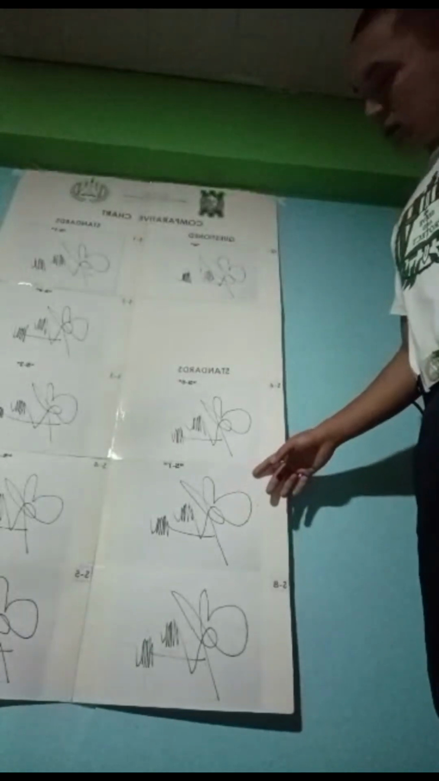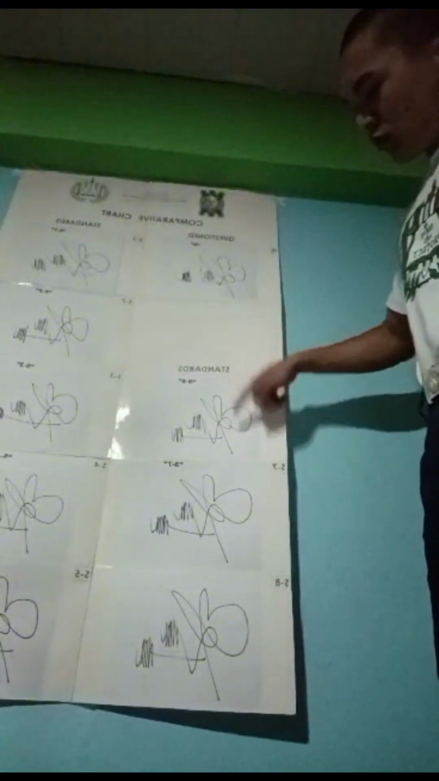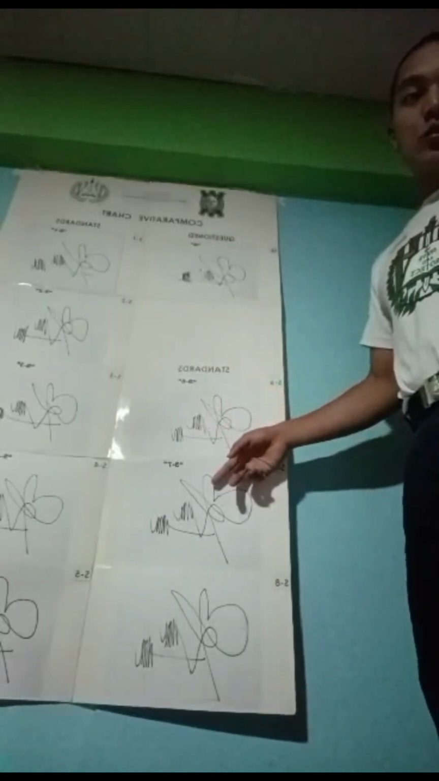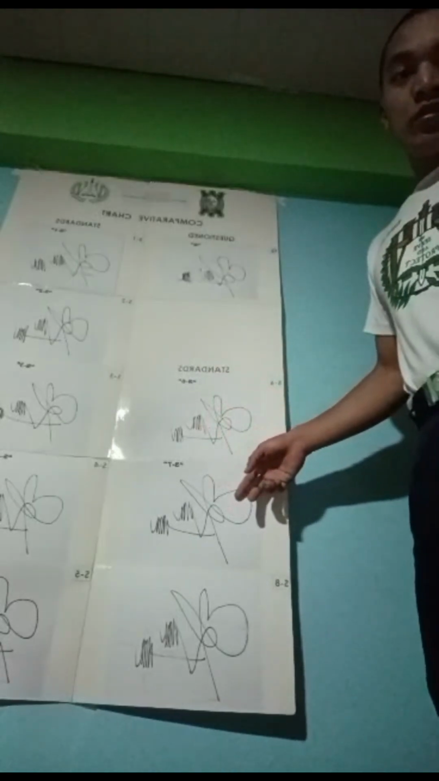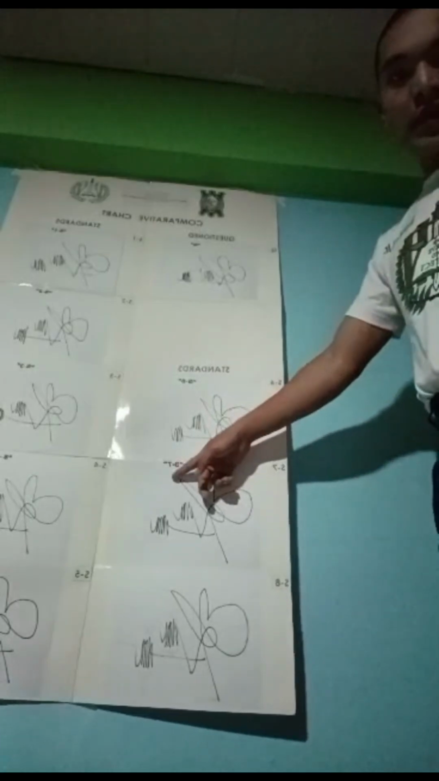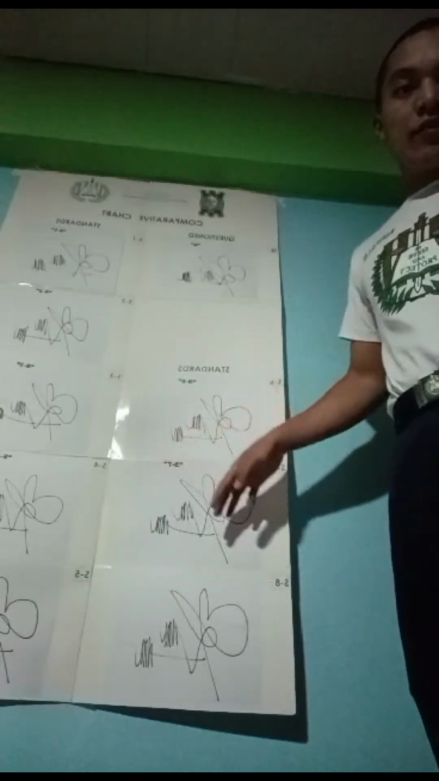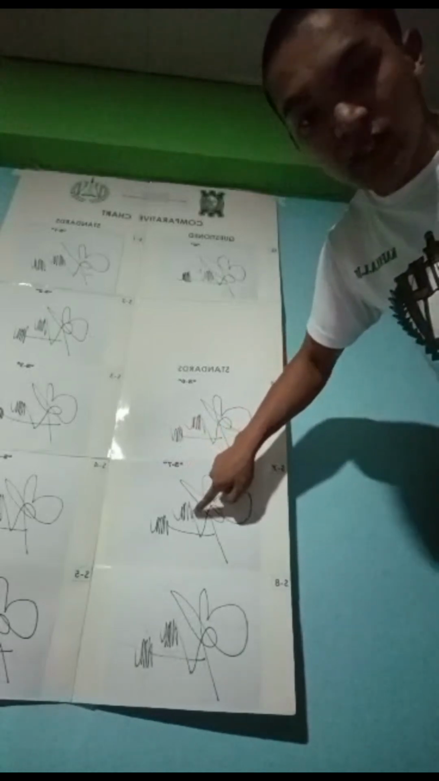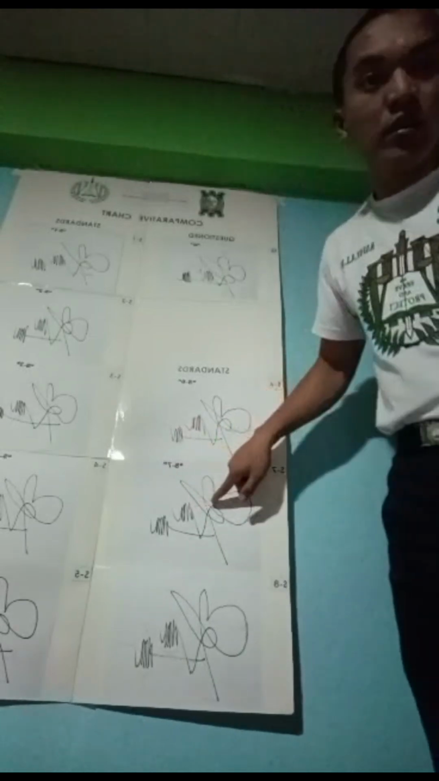Dito sa standard 6, there's no pen lift. There's no pen lift here in standard 6. It is also the same in standard 7. But there is a pen jump here. There's a pen jump. As you can see in the signature, there's a pen jump.